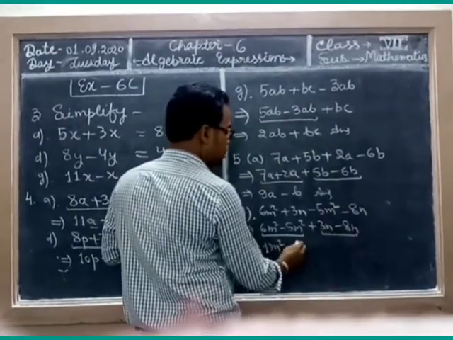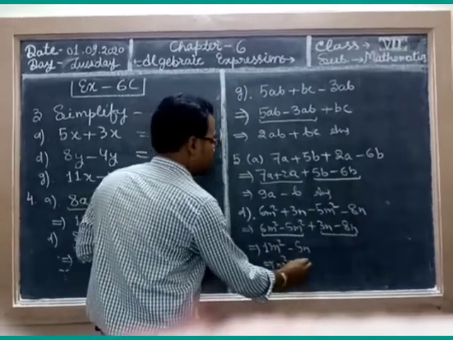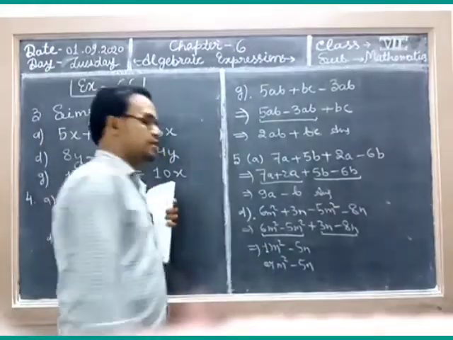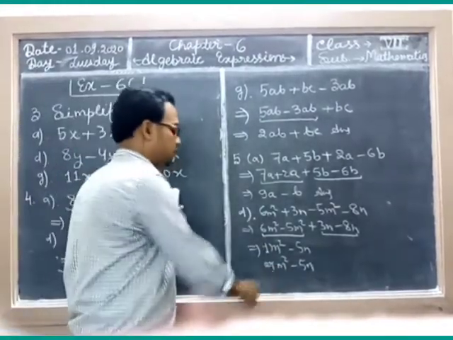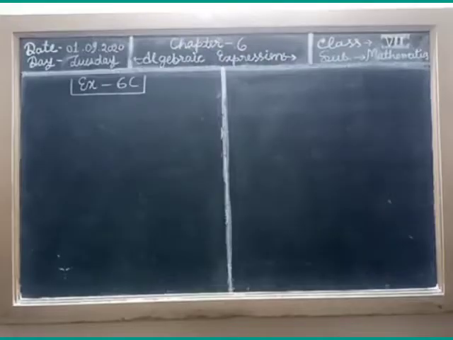Here minus 8 is, that is minus 5m. So we write m square minus 5m. If you write 1m square, then it is also correct, and we also write m square. We also write m square minus 5m.